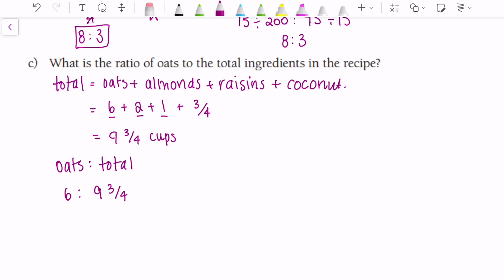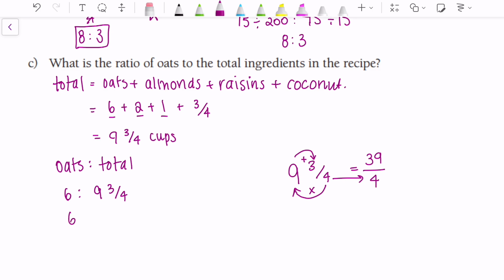Now, best thing to do in this situation is to put this into an improper fraction. And if you remember how to do that, I'm just going to do this on the side here. You take your denominator, you multiply it by the whole number, and then add the last, moving this way in a clockwise fashion. So 9 times 4 is 36, plus 3 is going to give us 39, and then you just apply this denominator again.